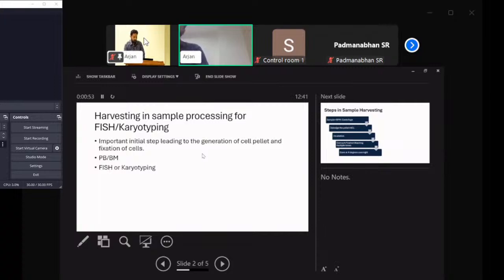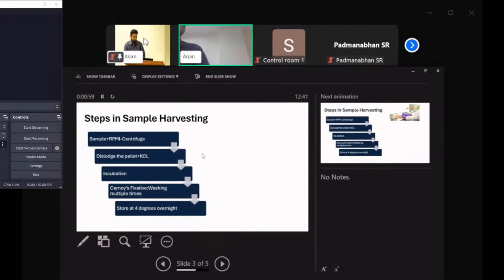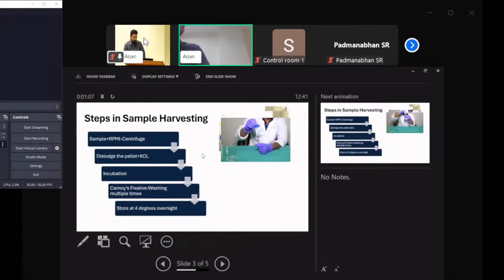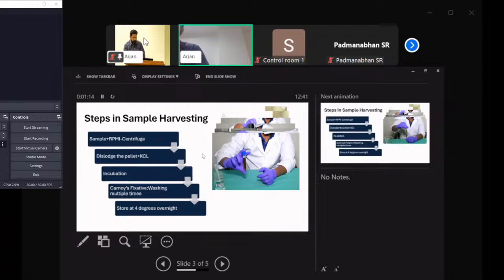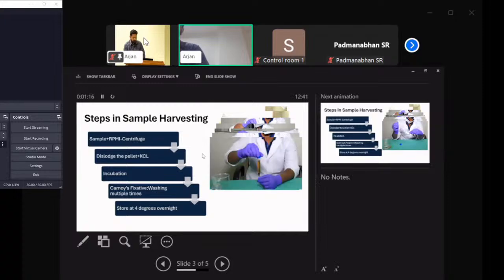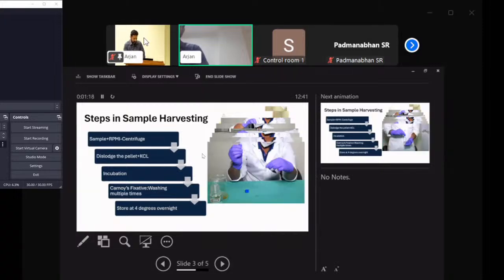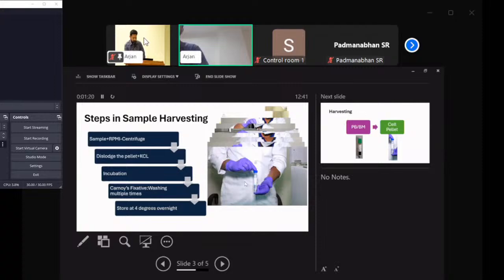Now, peripheral blood or bone marrow both can be utilized for harvesting, and the sample can be used for FISH or karyotyping. These are the steps involved in sample harvesting. The sample is mixed with RPMI and centrifuged. It is incubated, the cell pellet is dislodged, and it is incubated for 20 minutes. We put in Carnoy's fixative and wash it multiple times until we get a clear pellet like this.